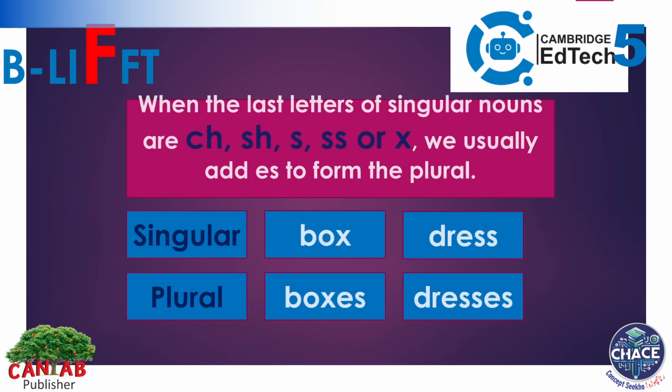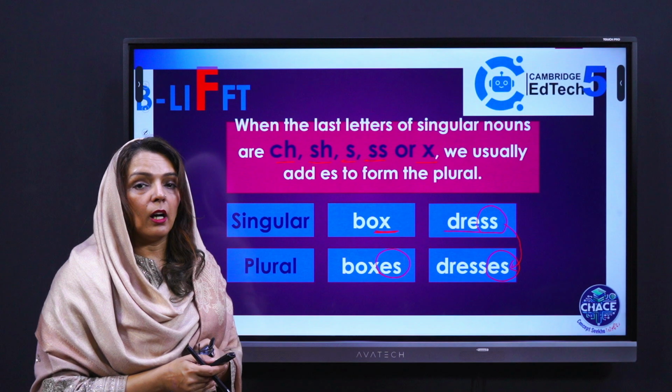Now, if the word ends with ch, sh, s, double s or x, for example, here the word ends with the letter x, and if you want to convert it into a plural noun, you have to write es at the end to make it plural. Same goes for dress. It ends with double s. So in this case, you have to add es if you want to make it a plural noun.